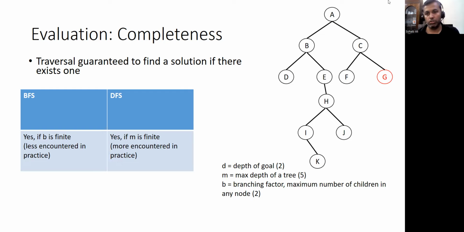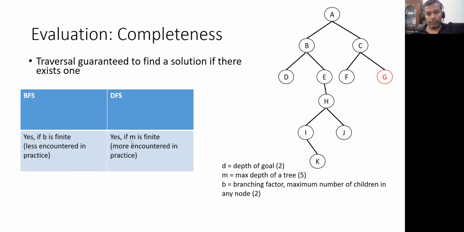Let's say this node C can have an unlimited number of children, and one of those children can be your goal node, or vice versa. The goal node can exist anywhere, but if any child has an infinite number of children, then breadth first search is incomplete, because it is bound to explore all children of C first before jumping towards children of E, for example. Likewise, if branching factor B is infinite, then BFS, breadth first search, is incomplete.